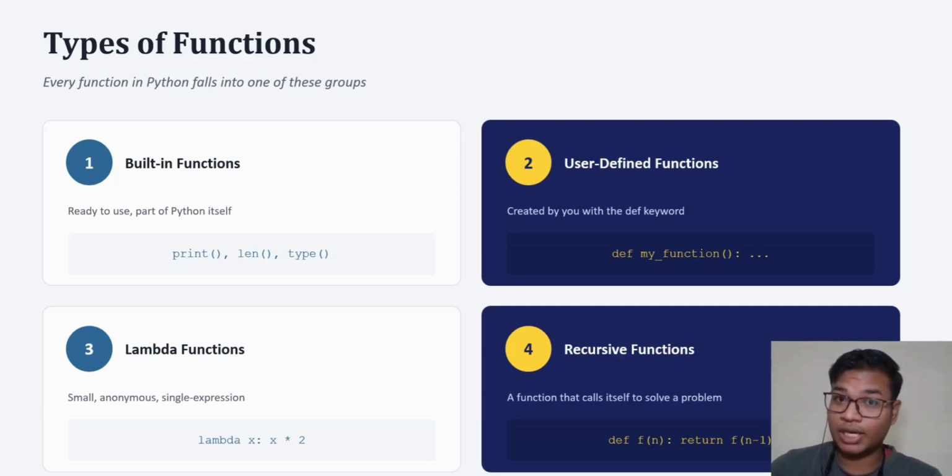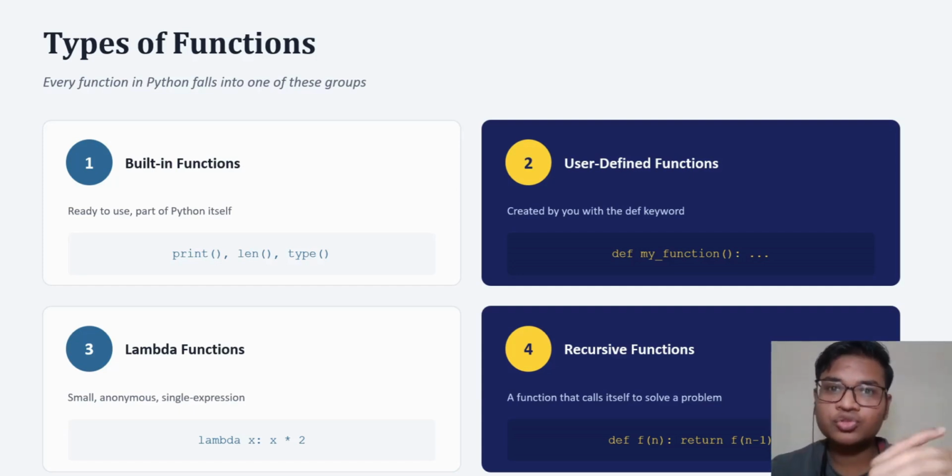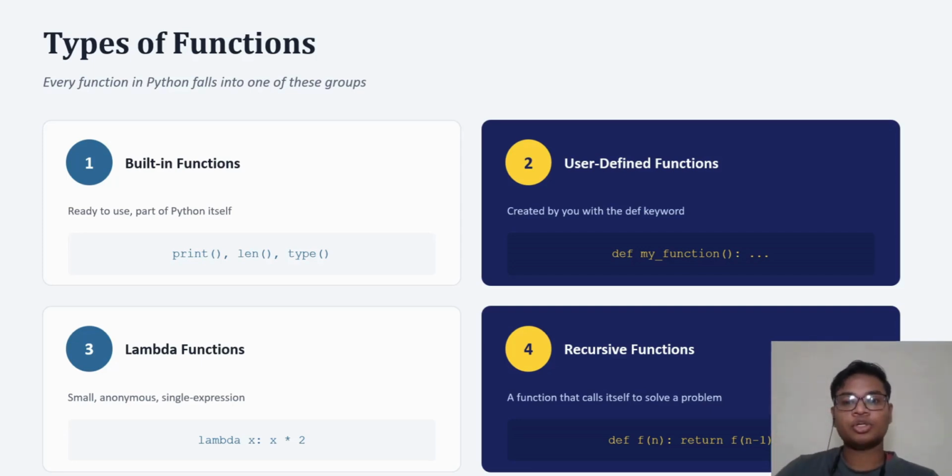And the fourth one, also very important, is the recursive function. What is a recursive function? A function that calls itself to solve a problem. If any function calls itself to solve a problem, that is known as a recursive function. Just see def f and return f of n minus 1. What does it mean? We will talk about all these things in brief. So built-in function, user-defined function, lambda function, recursive function, all done.